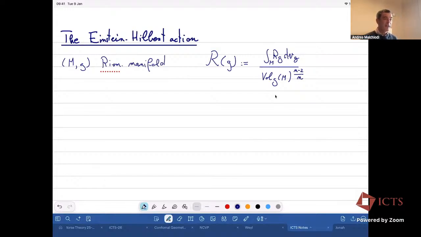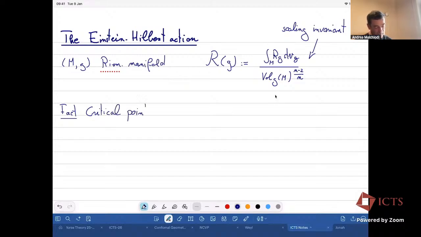Okay, why do we divide by the volume? Because this quantity is actually scaling invariant. If you multiply the metric by a constant factor, then everything is invariant. The interesting fact about this is that it's an action, an energy, which also has interest in physics, in general relativity. But there is this fact that critical points of this action with respect to the metric are Einstein metrics.